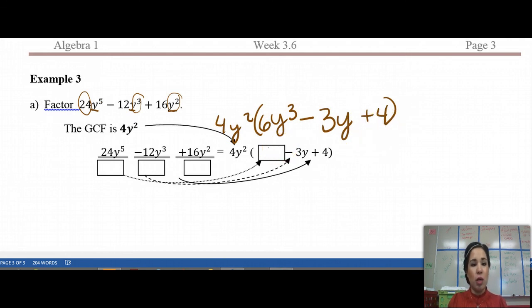And again, if you wanted to be absolutely sure that you got it right, you could just distribute it in and make sure that you got the right answer. And that's it for this, guys.